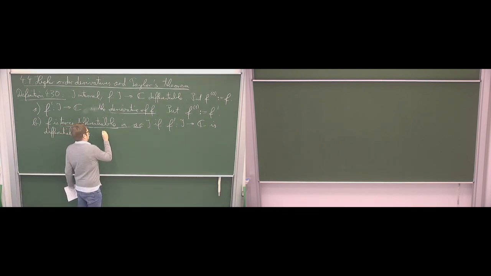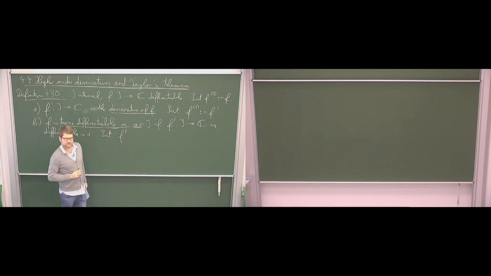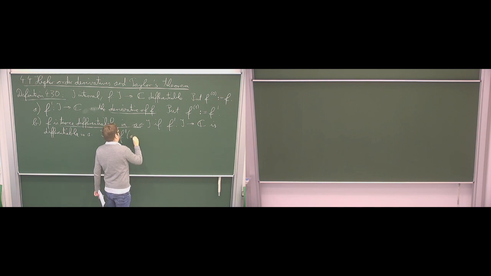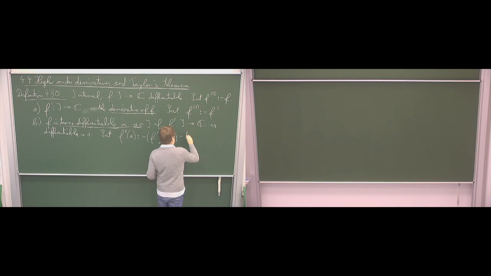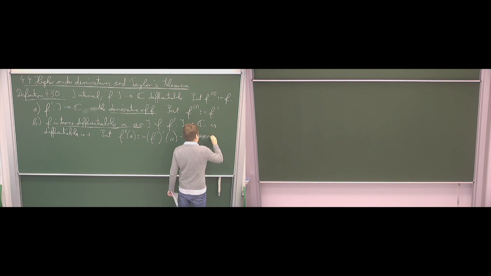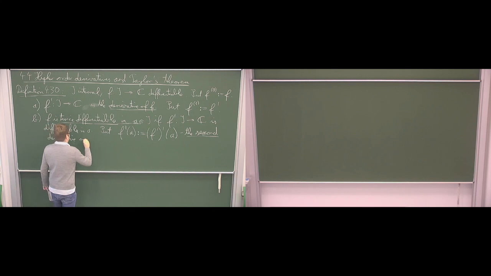Then we put the second derivative in a, which is f double prime, so f prime prime of a. This is simply supposed to be the derivative of f prime in a, which then formally is defined like this. And this is called the second derivative of f in a. Probably most of you have seen this already in high school.